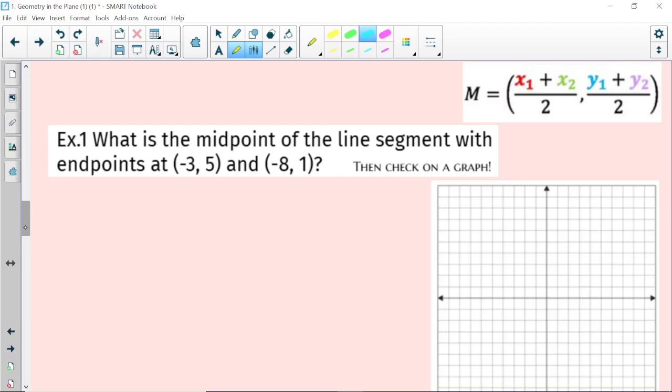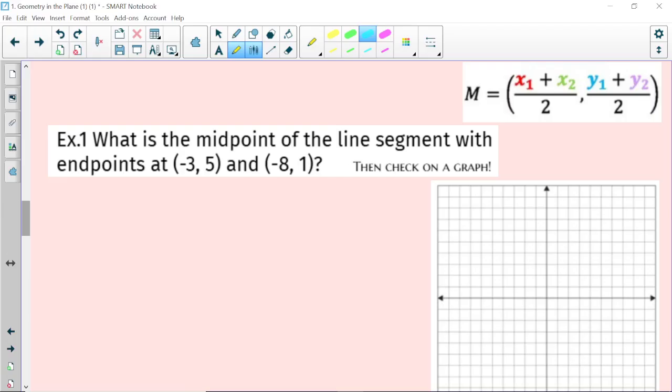Okay, so example number 1. What is the midpoint of the line segment with endpoints at -3, 5 and -8, 1? Then check on a graph. So what we're going to do first is use that formula. And then once we get an answer, doing the formula way, we're going to do it on the graph to check to see if our answers match.